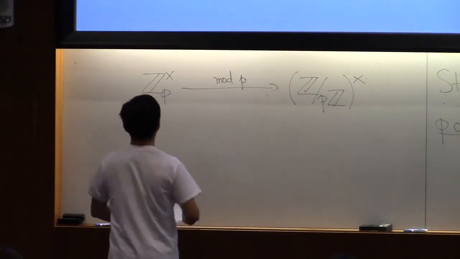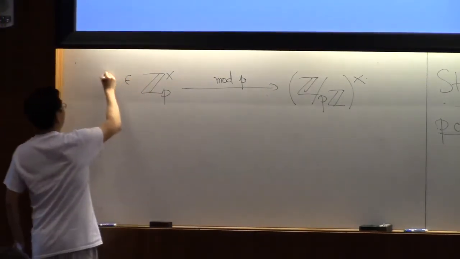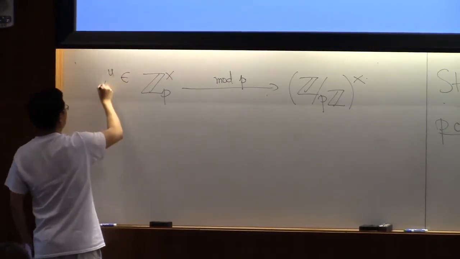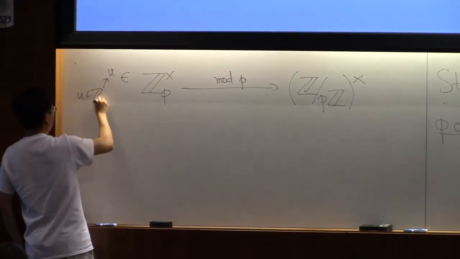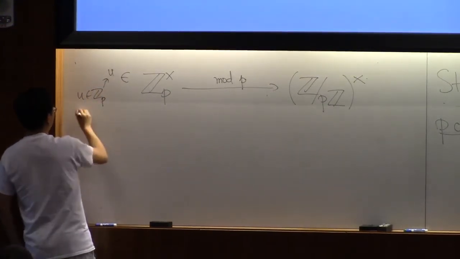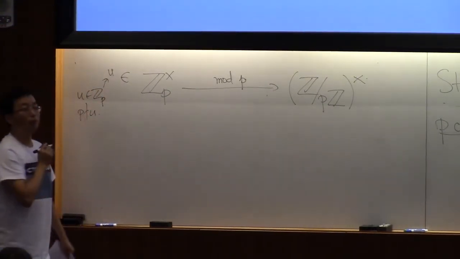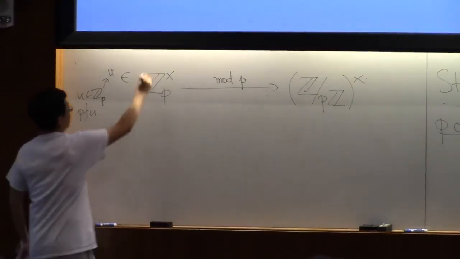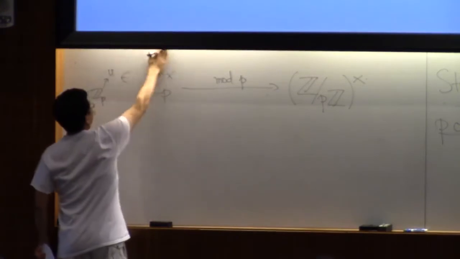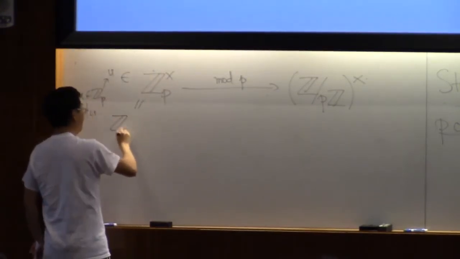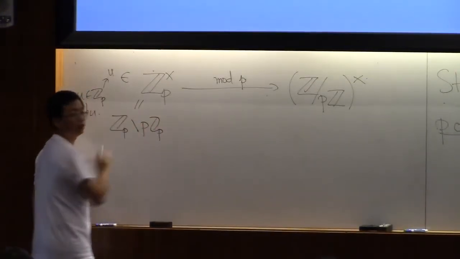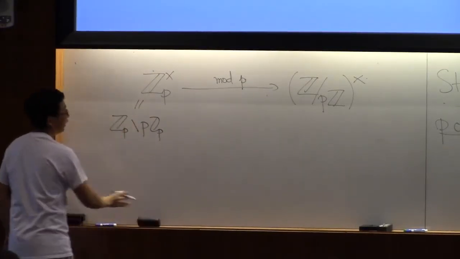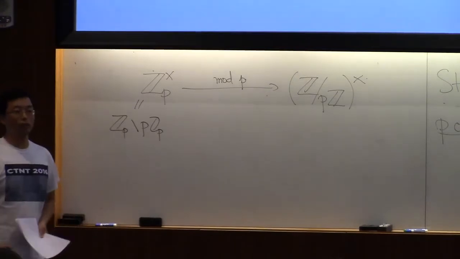So all the elements in here, this is u in Z_p, which means that p does not divide u. That's what I mean. Or rather, this is the same as Z_p with pZ_p deleted. So I want to analyze this part.